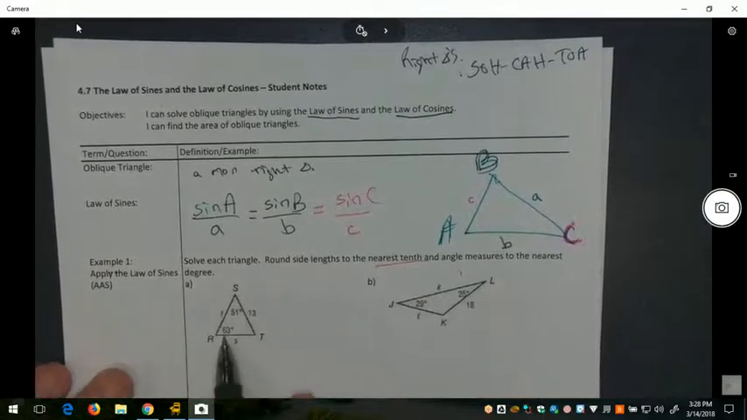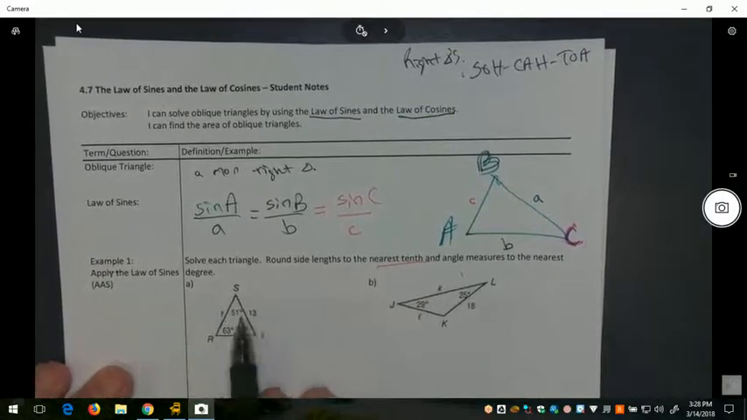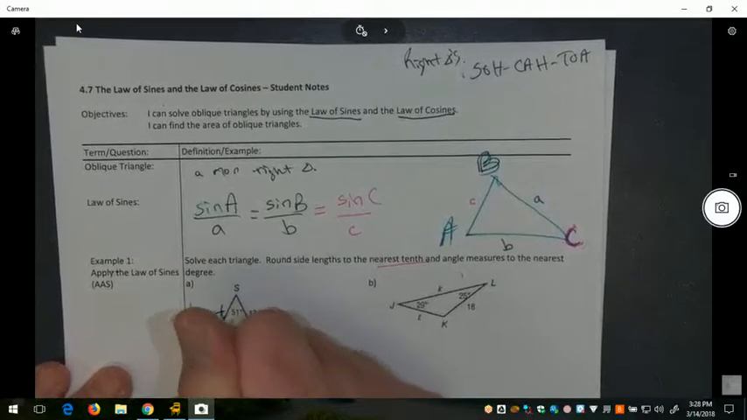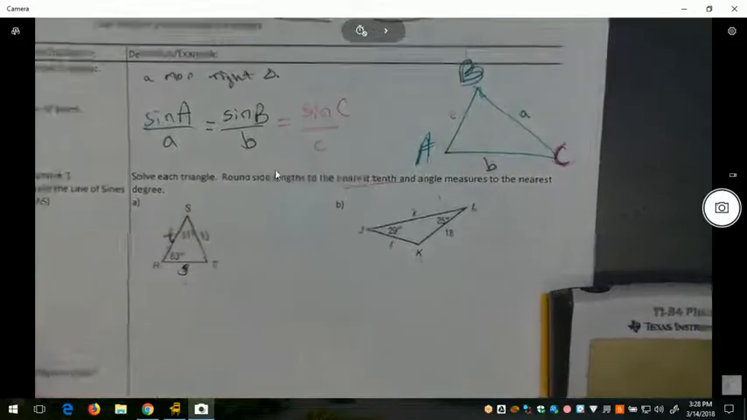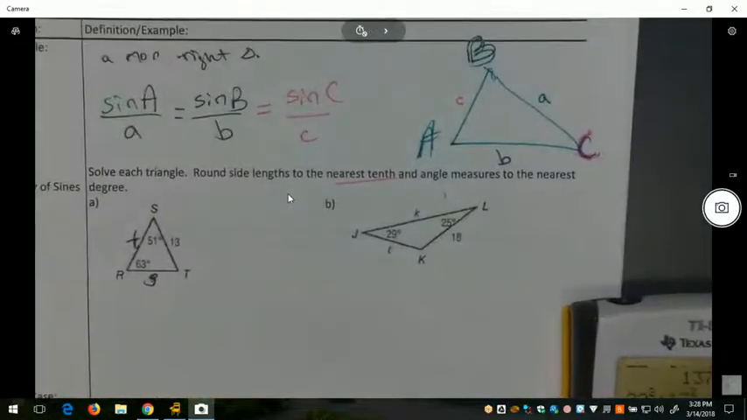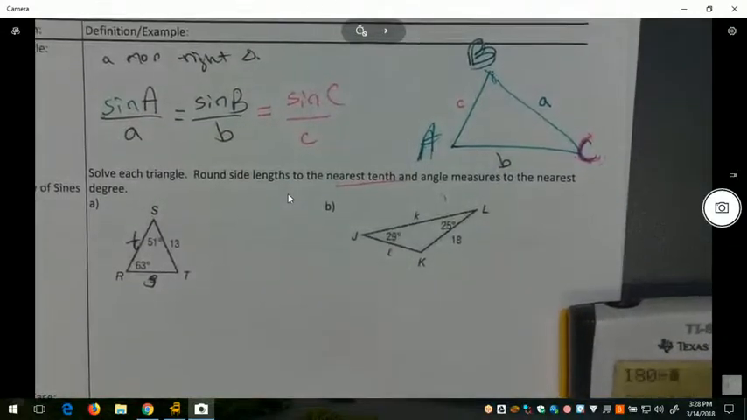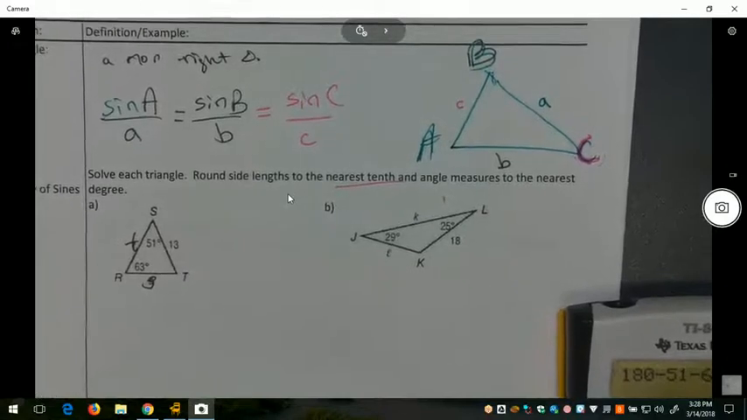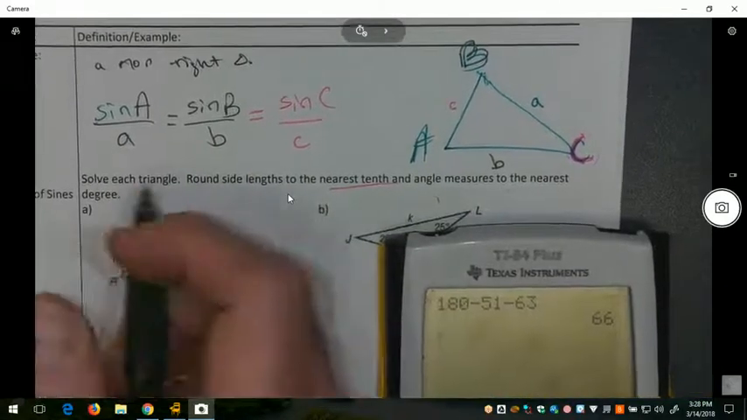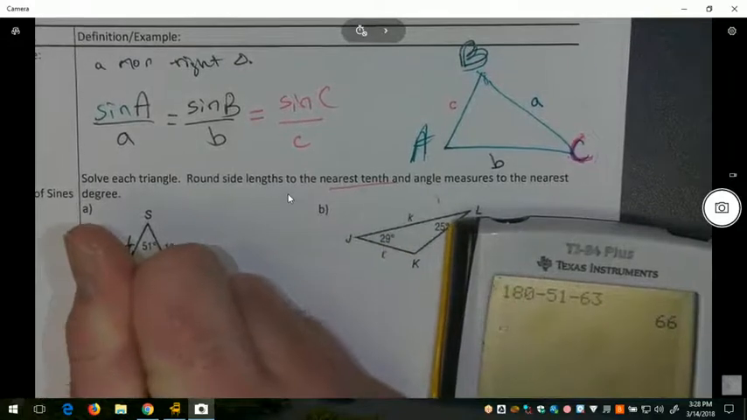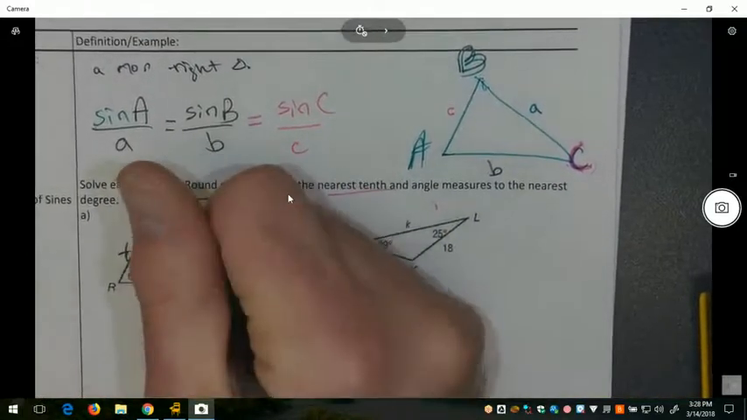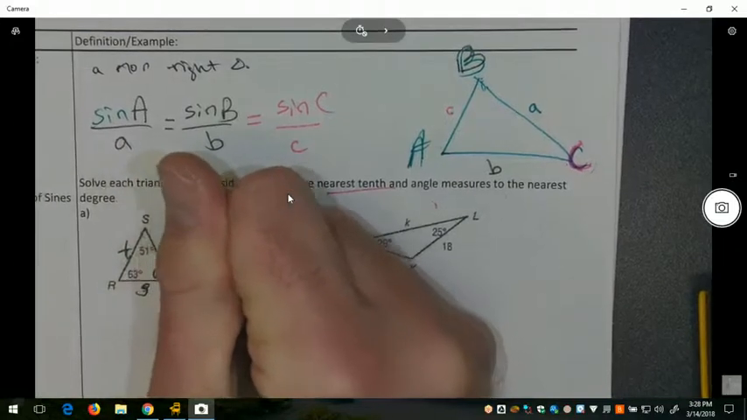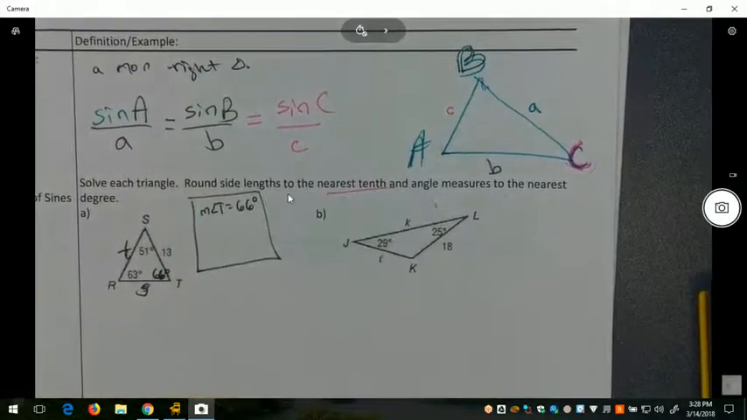In this case, we've been given two angles, which is awesome, and we're supposed to find two sides and the third angle. The third angle is easy enough to find because we're just going to use the triangle sum theorem. So 180 minus 51 minus 63 gives us 66 degrees for angle T. Now we need that not only as part of our answer, because we have to find the three things that weren't given, but also because we need to use it to set up our ratios.